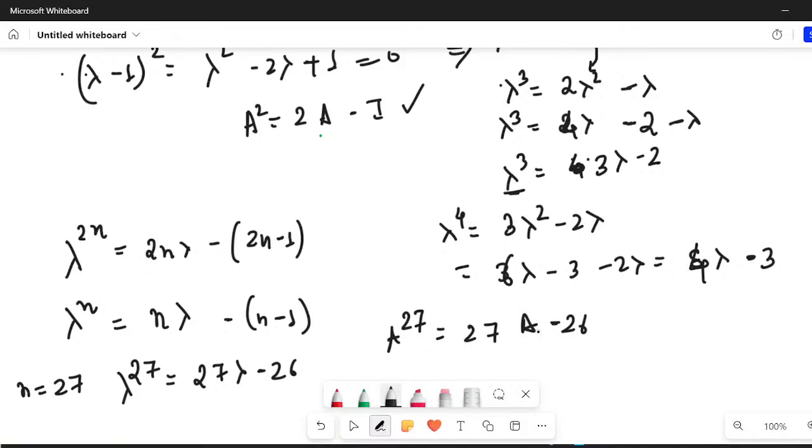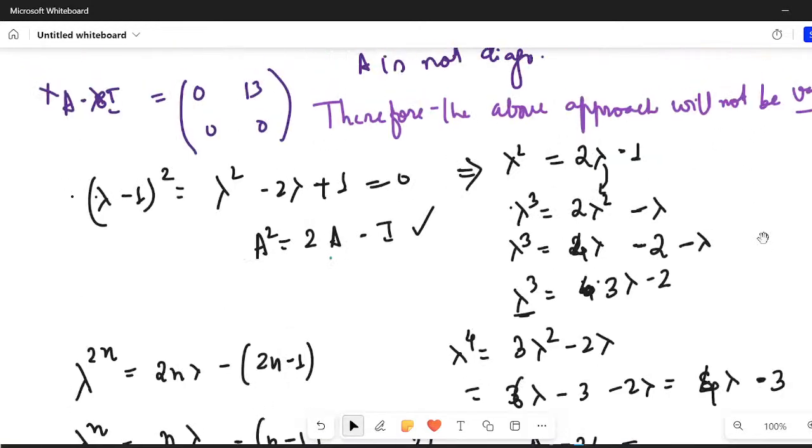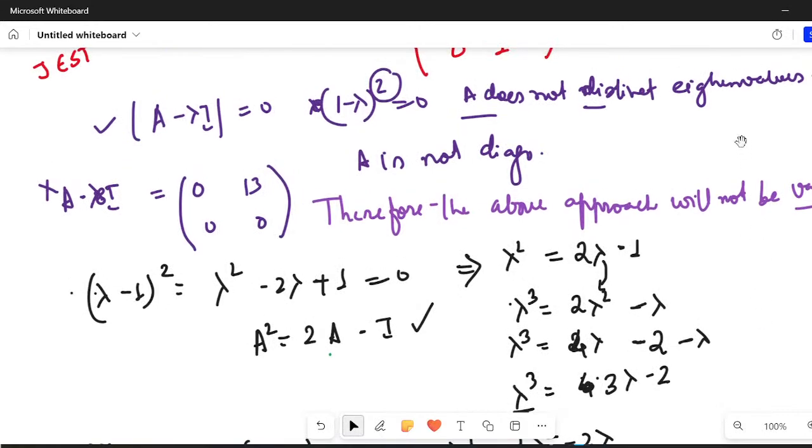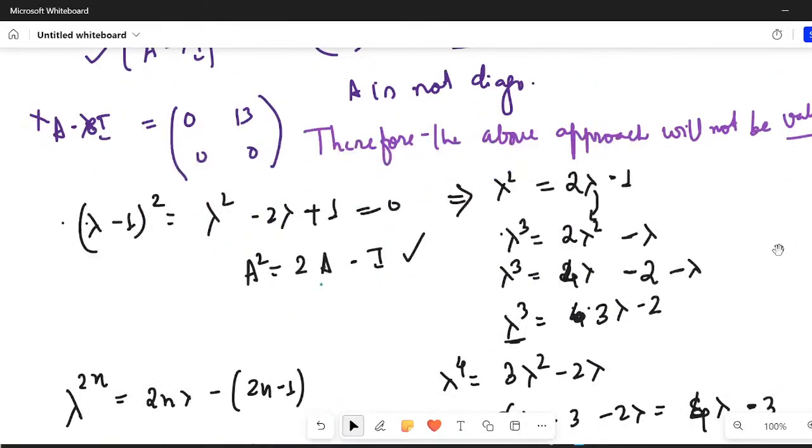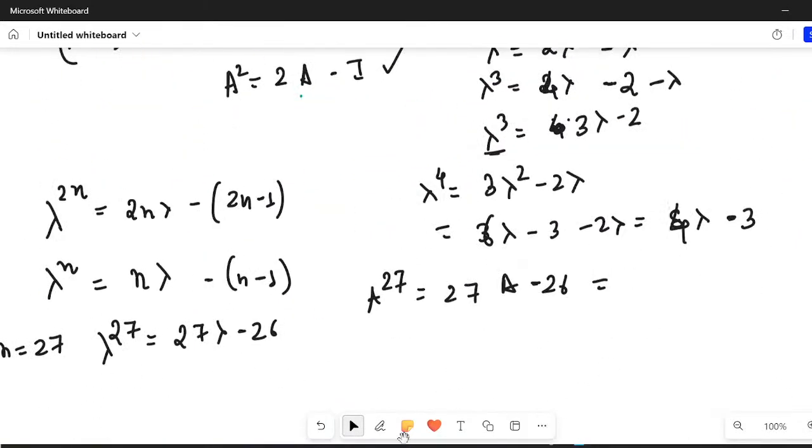This is by your Cayley-Hamilton theorem. And what is your A? Just don't forget your A is equal to 1 1 3 0 1, 1 1 3 0 1. So A raised to power 27 will be 27A minus 26I, and it is equal to what? It is 27 here, and here you will get again.